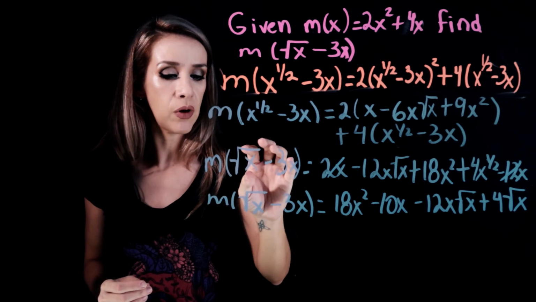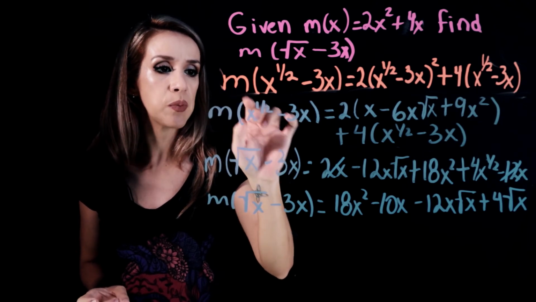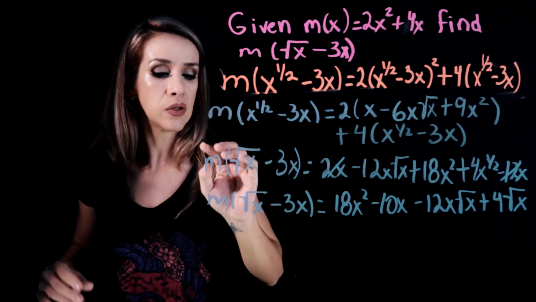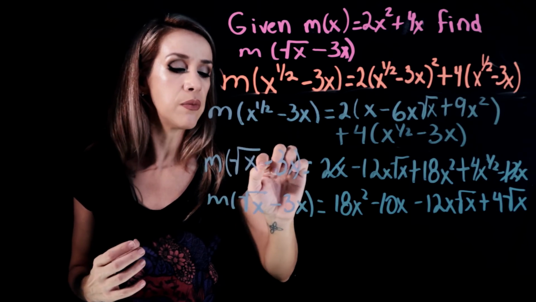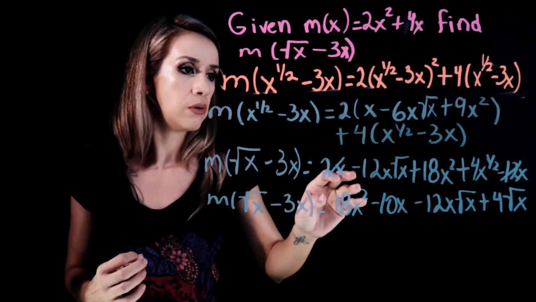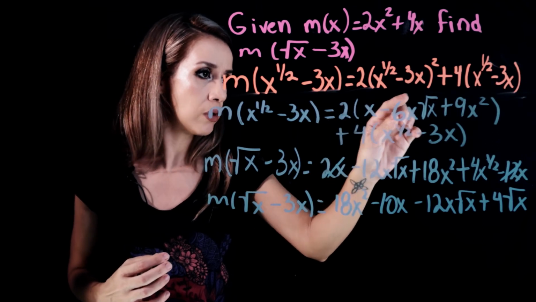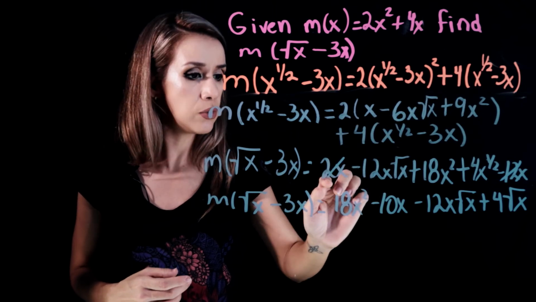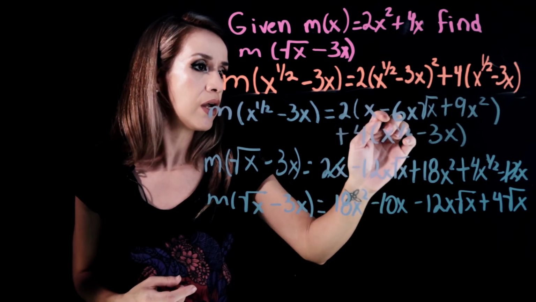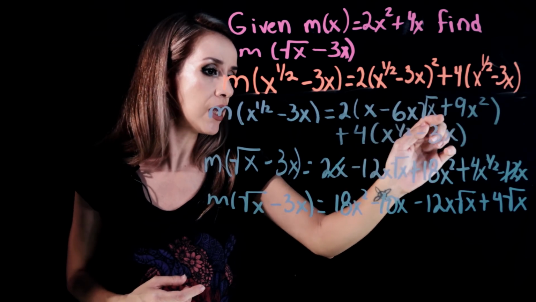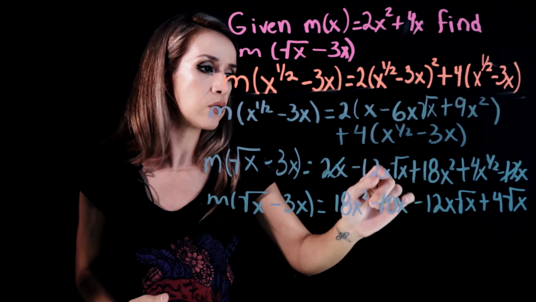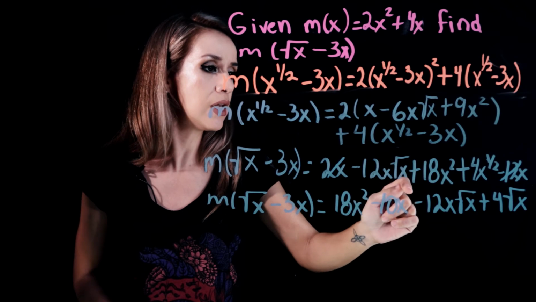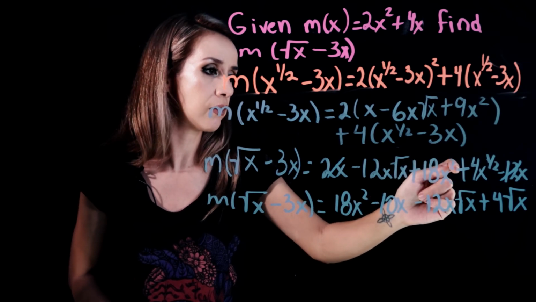So in this part of the process, I changed the fractional exponent notation by the regular square root that we all love and know. And that's why I have m of square root of x minus 3x. So I multiply this 2 by each one of the elements that I have inside of this parenthesis. 2 times x is 2x, 2 times negative 6x square root of x is negative 12x square root of x. And 2 times 9x squared is the same as 18x squared.